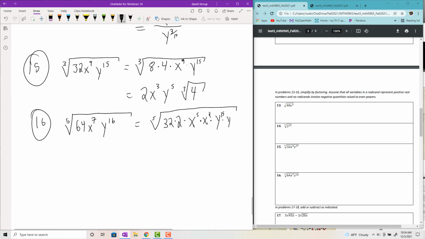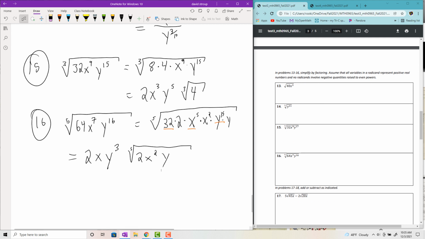Okay. All right, so your perfect fifths right here, right here, right here. Move those out of the 5th root. So the 5th root of 32 is 2. The 5th root of x to the 5th is x to the 5 divided by 5, which is x to the 1. The 5th root of y to the 15th is y to the 15th divided by 5, which is y cubed. And then you have your leftovers. Okay, don't forget that little 5. 2x squared y. Okay. Alrighty then.